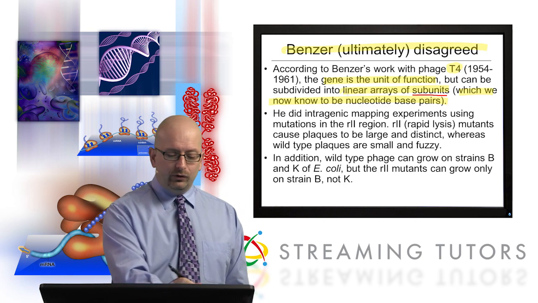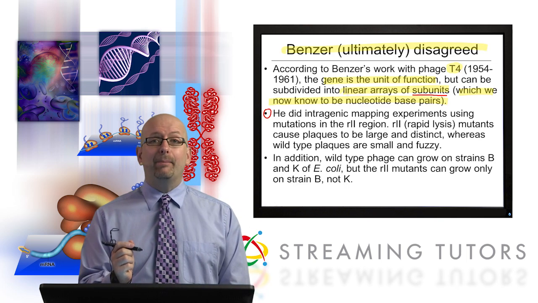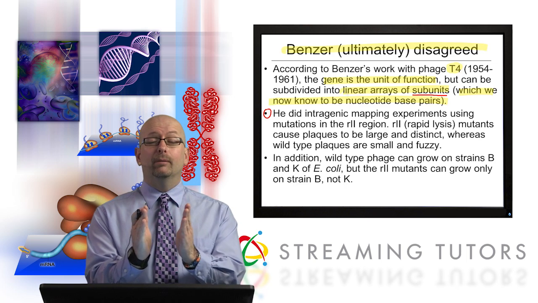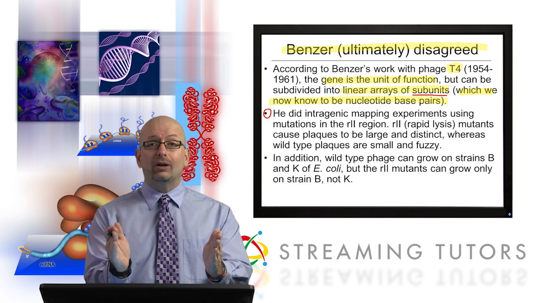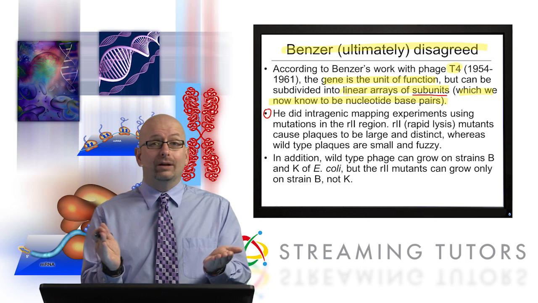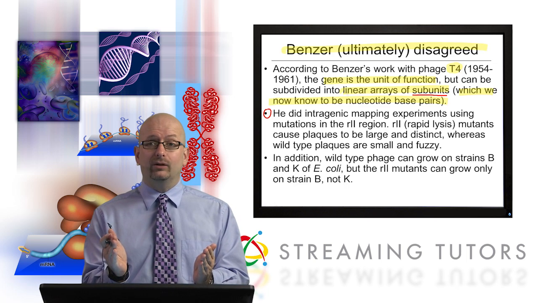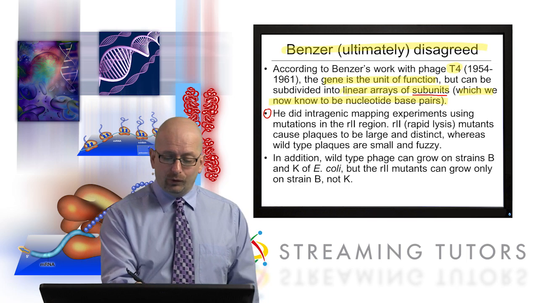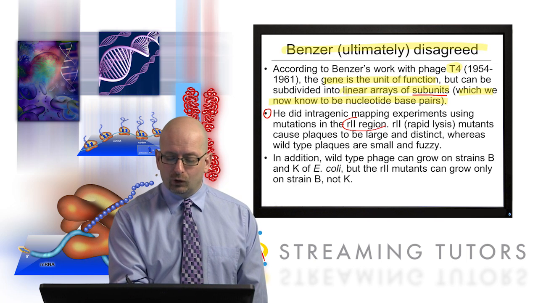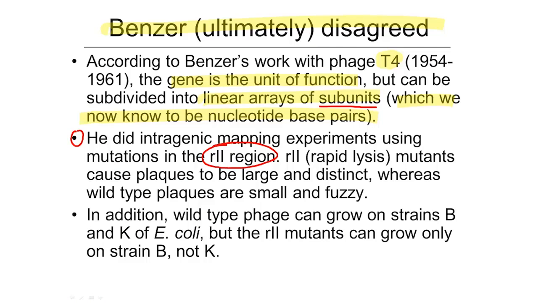So what he did was intragenic mapping. In other words, mapping mutational sites inside of one gene, which the bead theory says doesn't exist. You can't do that, right? So the region he used is called the R2 region. There's a reason I'm calling it a region and not a gene right now. We'll get to it all, believe me. So R2 is a region. You could say it's a gene for now.